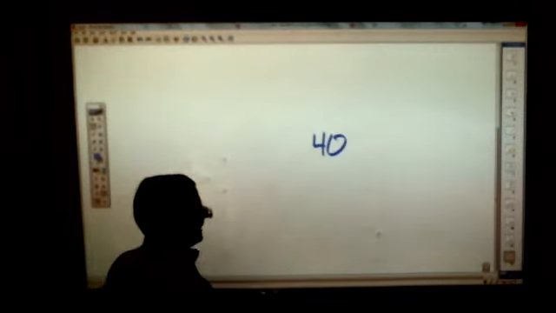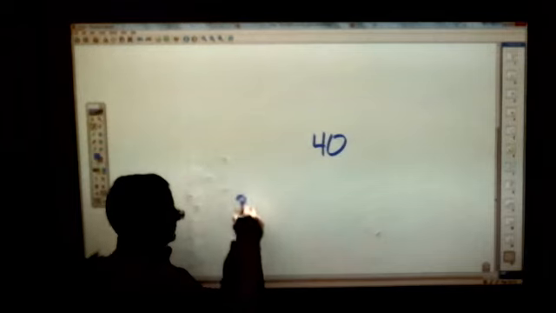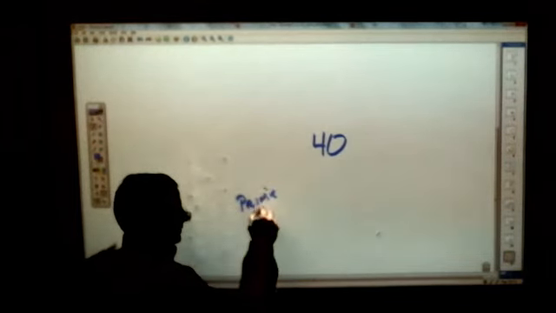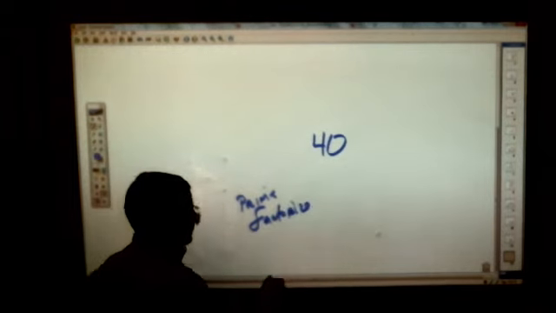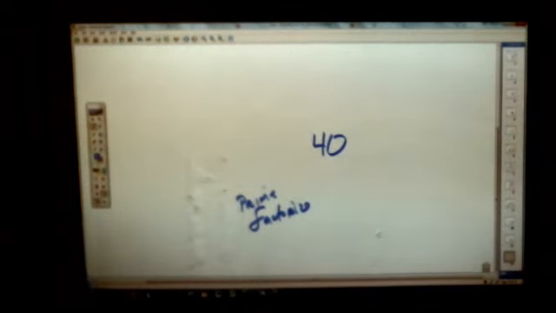40. Prime factorize 40. I'll give you a second there. I would use the tree thing, but it doesn't matter. You use whatever you want. You'll get the same answer.